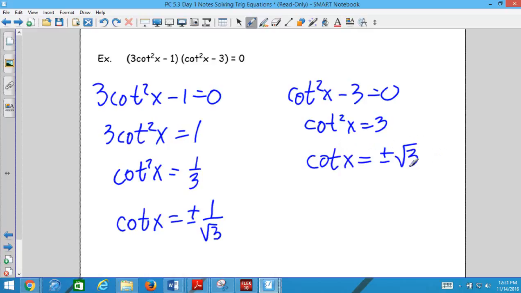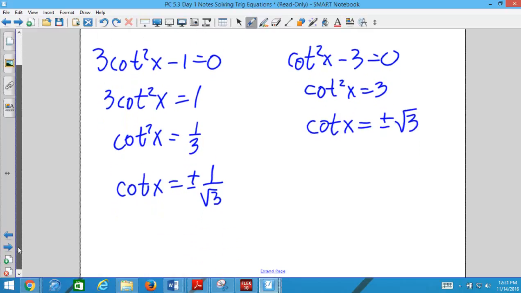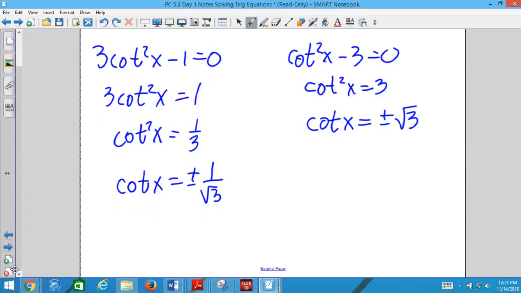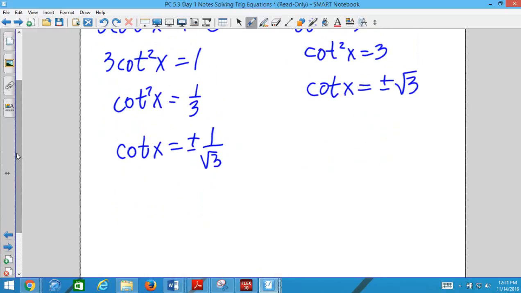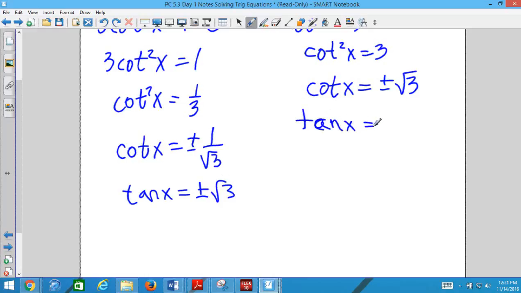Okay, so once you get to here, I don't have my cotangents memorized, so I change them into tangent. So this one will become tangent x equals plus minus square root of 3. This one over here becomes tangent x equals plus minus square root of 3 over 3. Now what degrees is the one that has square root of 3 over 3? It's 30. That's the 30 degree one. This is the 60 degree one. Now I'm going to put these in order.